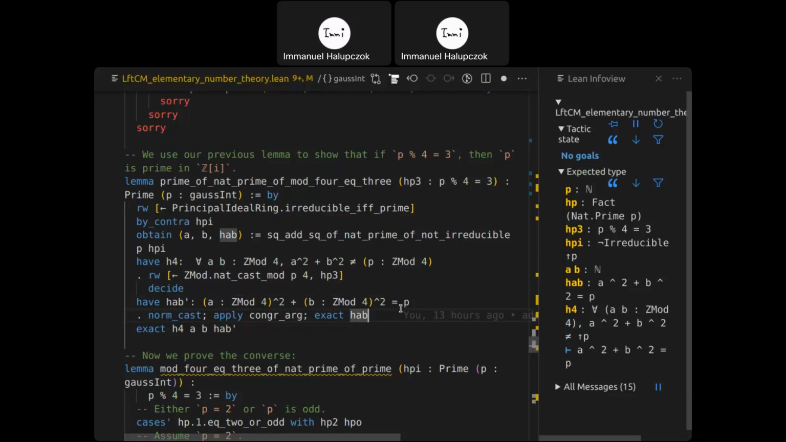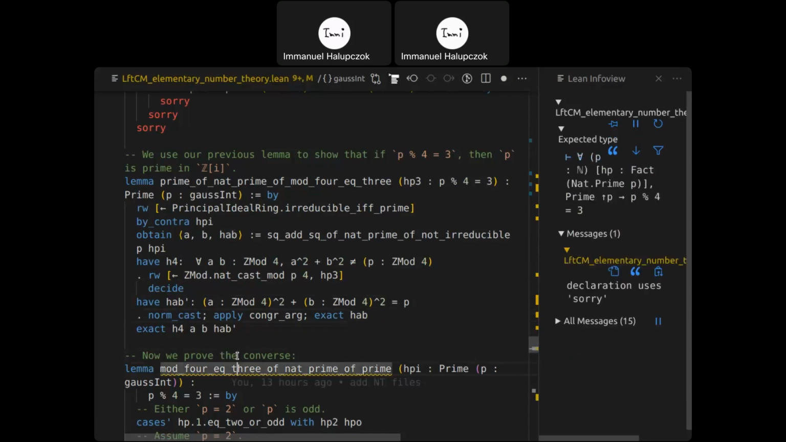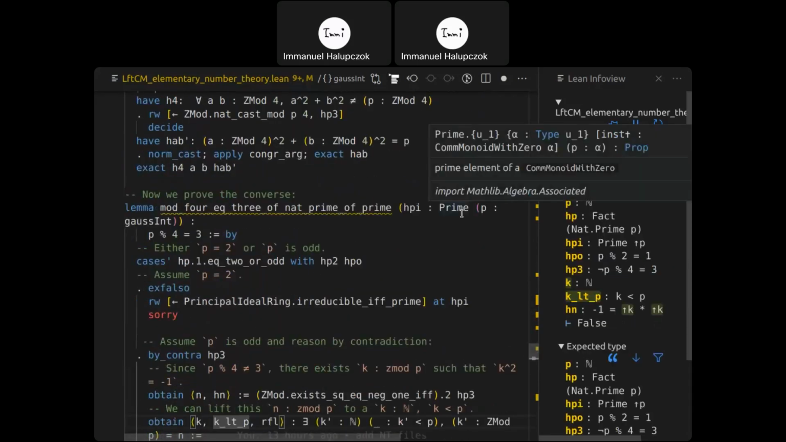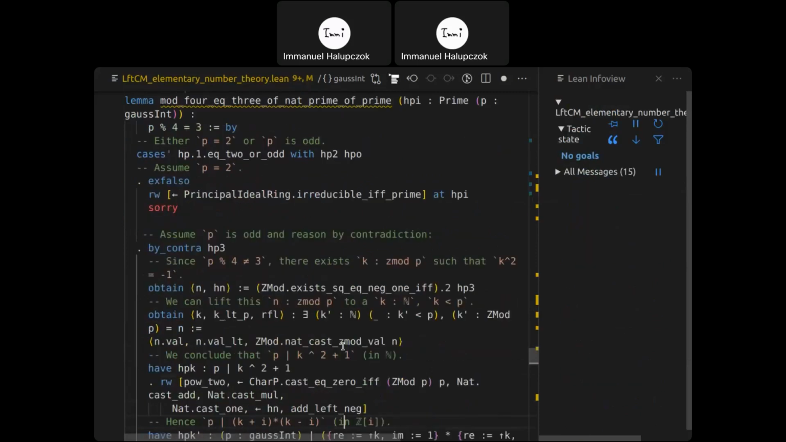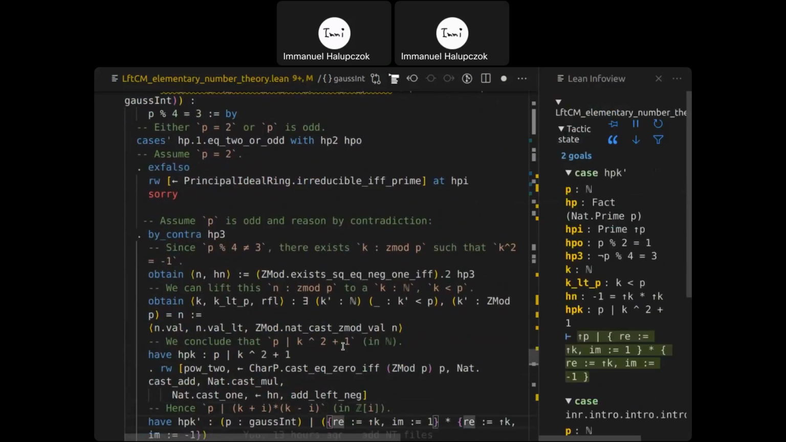Okay, so we have proven in this lemma that if P is 3 mod 4, then P is prime. The next lemma is the opposite. So if P is prime as a Gaussian integer, then P is 3 mod 4. This is the hardest direction.